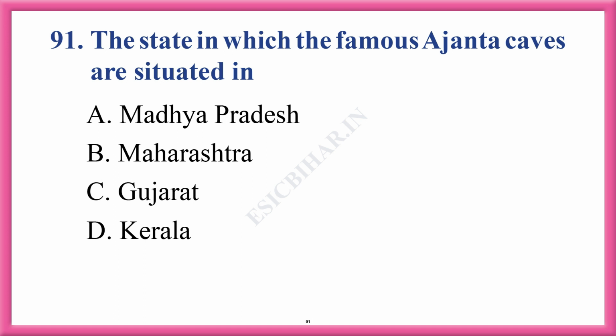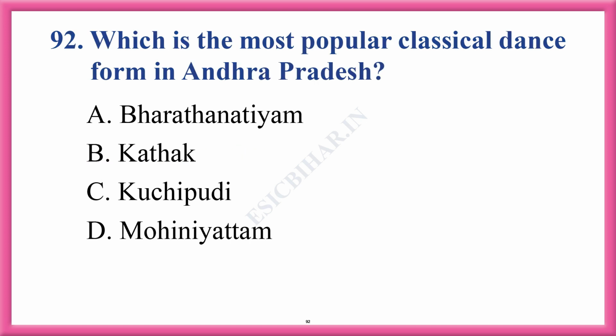Madhya Pradesh. B. Maharashtra. C. Gujarat. D. Kerala. And the answer is B. Maharashtra. Question 92. Which is the most popular classical dance form in Andhra Pradesh? A. Bharatanatyam. B. Kathak. C. Kuchipudi. D. Mohiniyattam. And the answer is C.